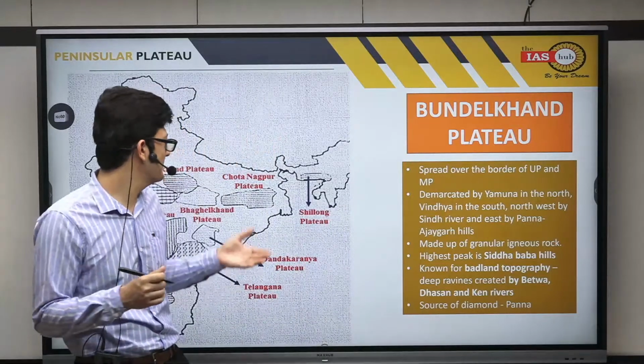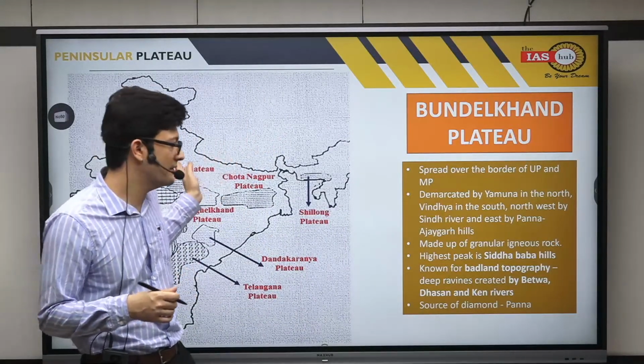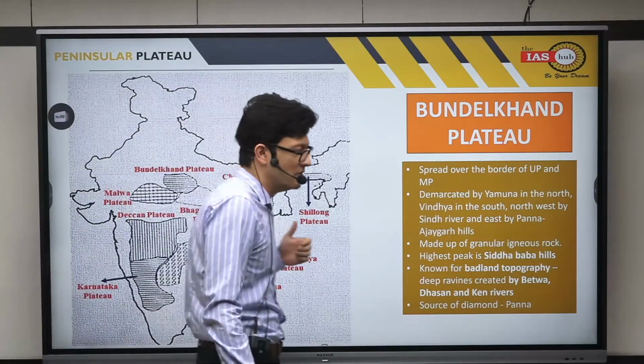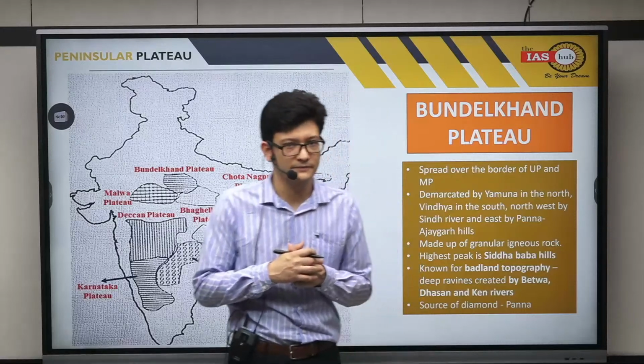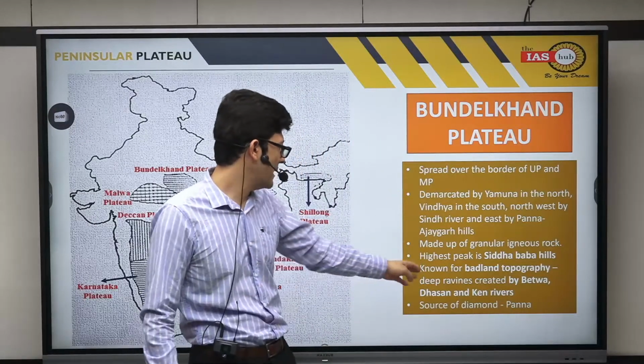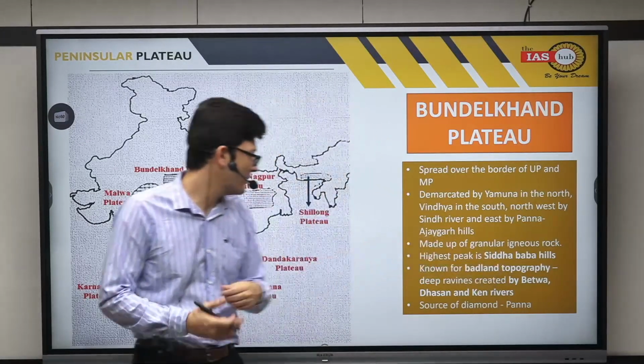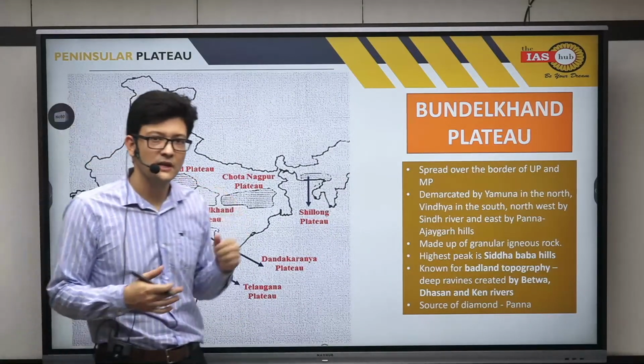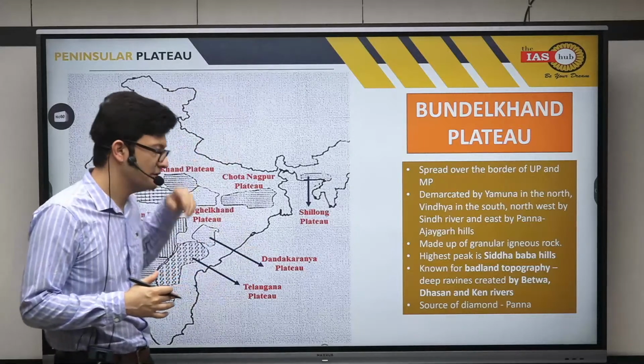So this makes this region some of the most infertile region in India. The highest peak over here you will find is Siddhapapa Peak. Siddhapapa Hills you will find in this, as it is known for Badland Topography, deep ravines created by Betwa River, Dhasan and Kane rivers. These are all the tributaries of Yamuna.